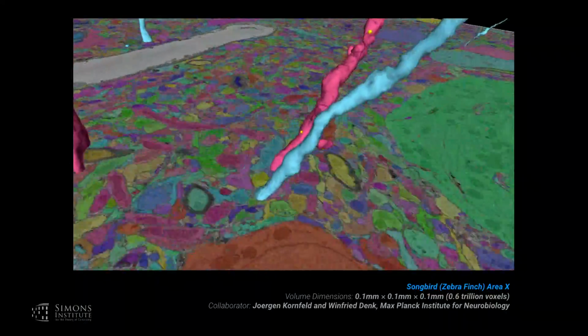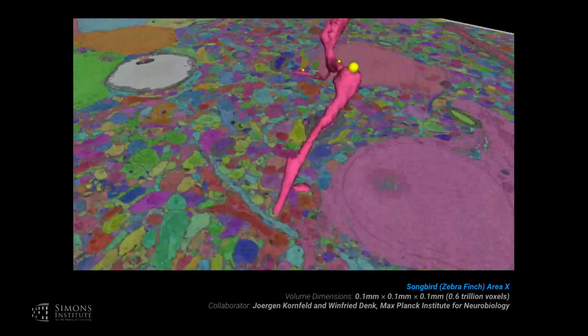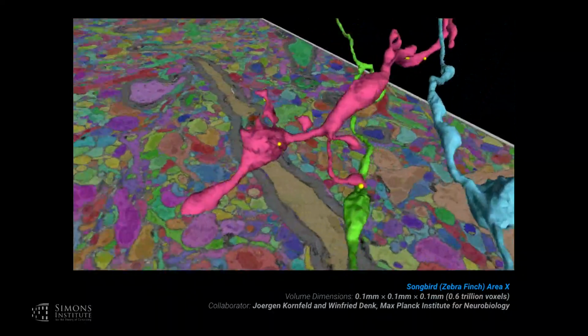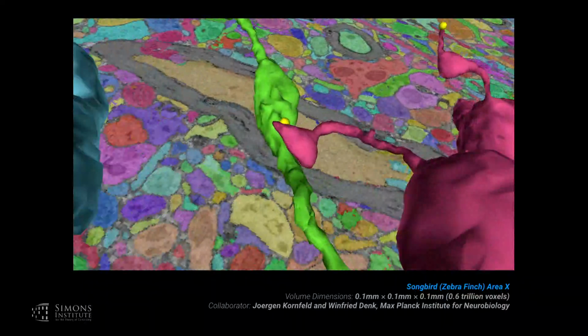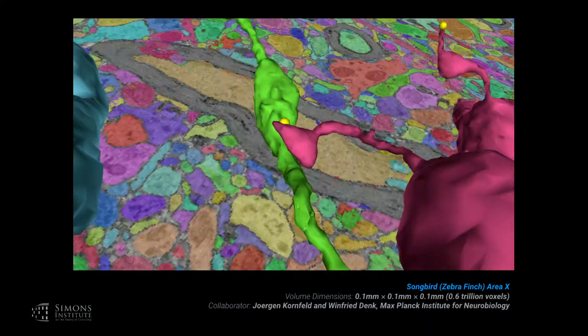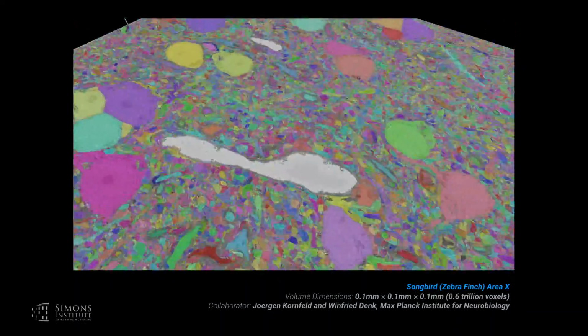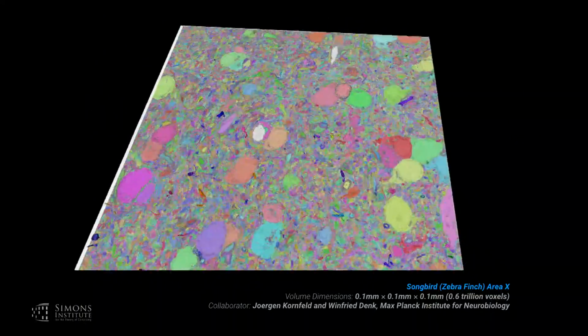So what you're seeing here now is the reconstruction of processes, and then the gold studs are synaptic sites that have also been automatically identified. So here's a synapse between two different neurites, and then we'll zoom out and see all the structures. This was actually the movie that was playing before.